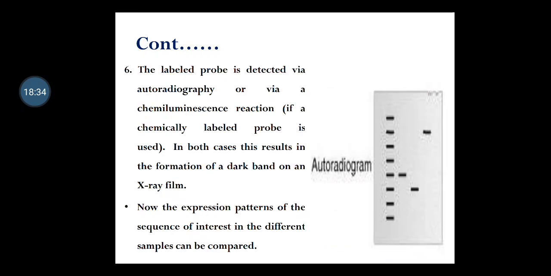In the next step, the labeled probe is detected via autoradiography or via chemiluminescence reactions, that is, if a chemically labeled probe is used. In both cases this results in the formation of a dark band on an X-ray film. Now the expression pattern of the sequence of interest in the different samples can be compared.